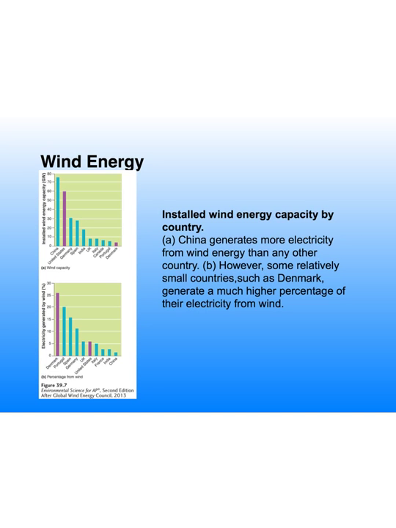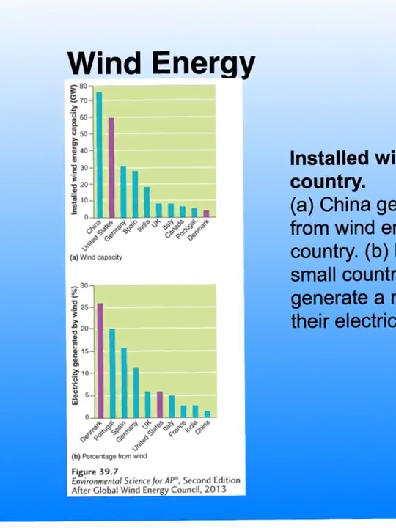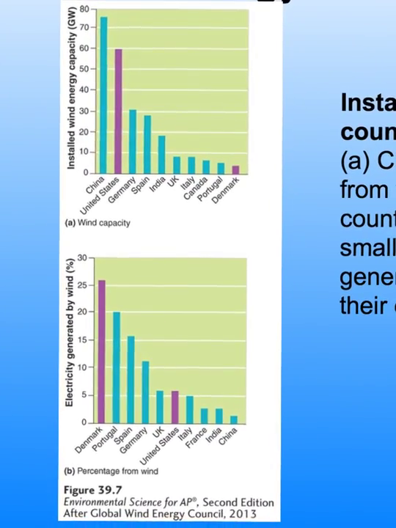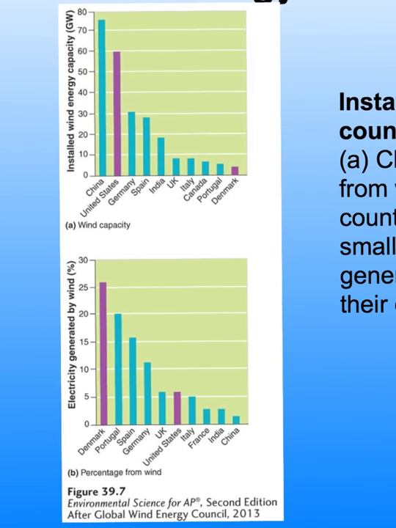Let's look at this graph because you want to know which countries are using wind energy. Now this is really interesting to look at here, that the greatest producer of wind energy in the world is China. We're followed by the United States. You wouldn't think the United States uses a whole lot of it, but I want you to look down at this graph.